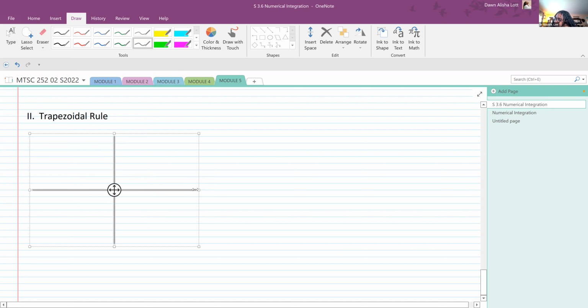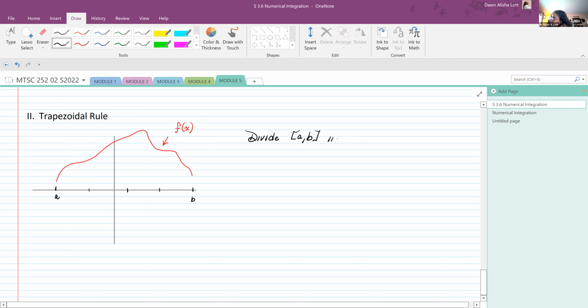Okay. So again, I'm going to take a function. And here's f of x on the interval from a to b. And again, I'm going to divide the interval into n sub-intervals again.